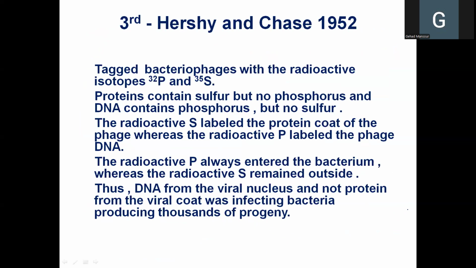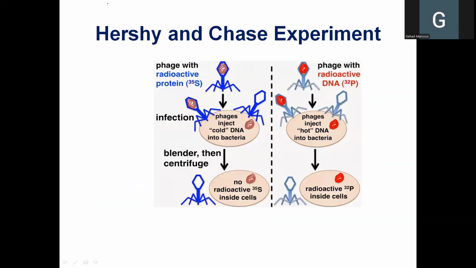Hershey and Chase experiment is a very important experiment in the discovery because it was further proof of the fact that DNA is the genetic material. And the experiment depended on a very important chemical fact, actually, that DNA contains phosphorus.